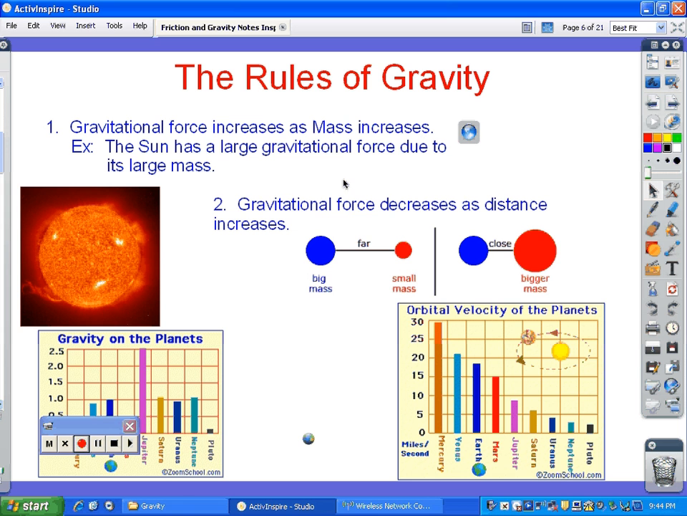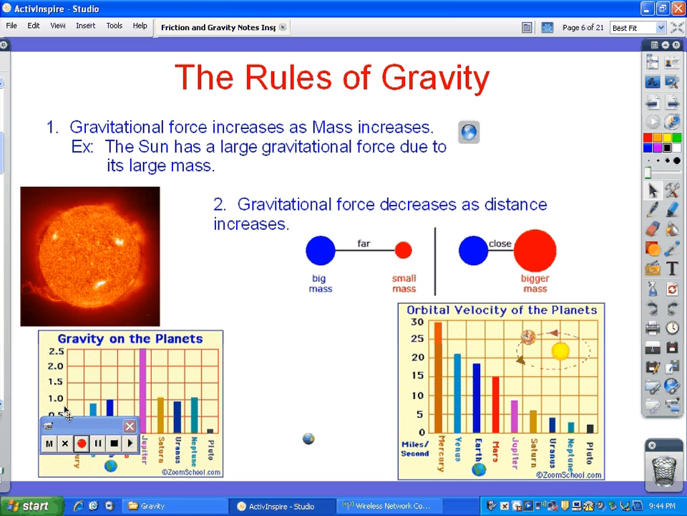A couple of rules of gravity. Gravitational force increases as mass increases. The more mass it has, the more gravity it has. The sun has a tremendous amount of mass, and therefore it's got a lot of gravity. If you remember the Family Guy video from class, they're trying to convince Peter that he is large, and their proof is to show that he has a gravitational orbit because he has such a large mass.